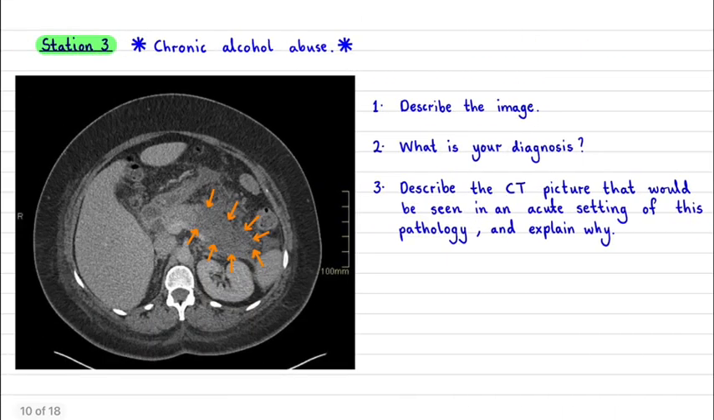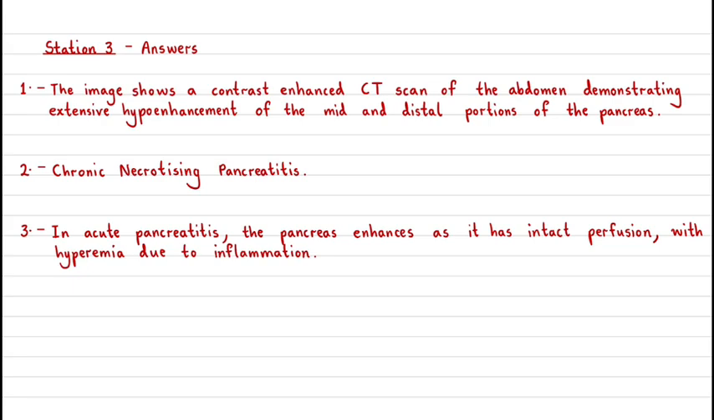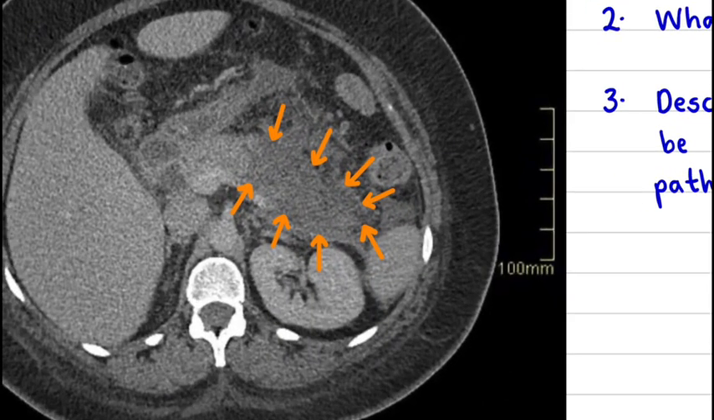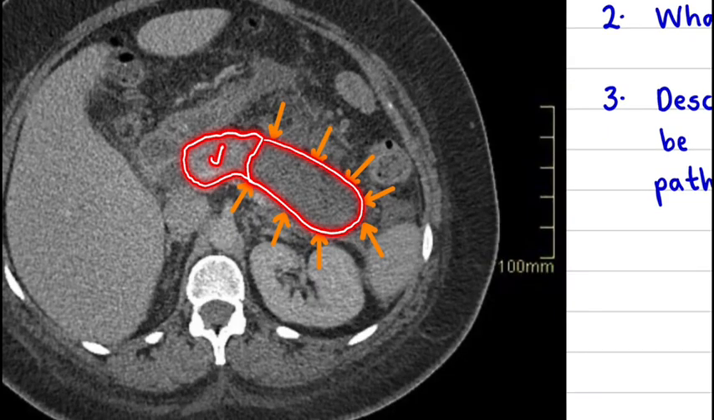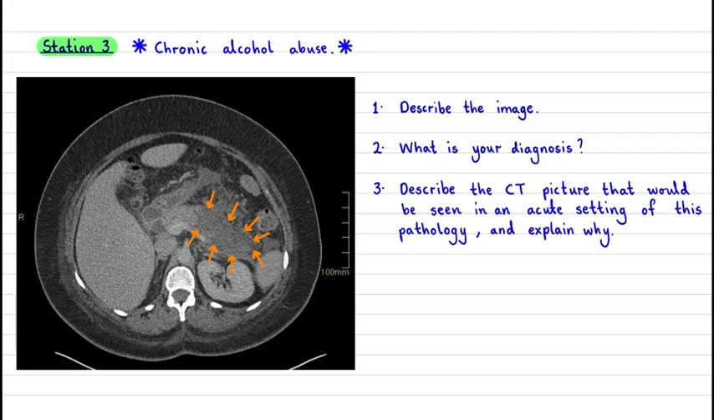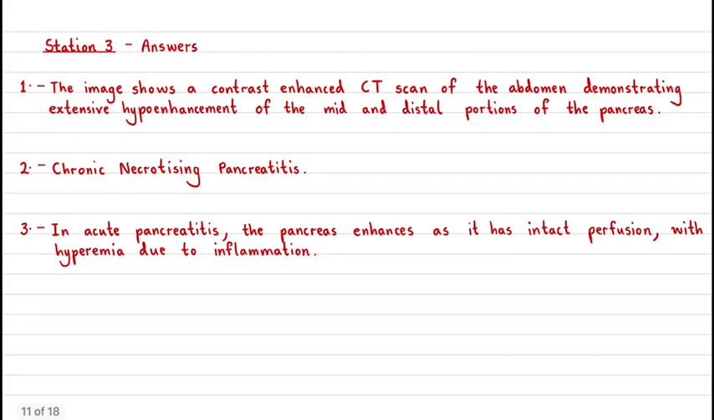For starters, we're suspecting pancreatitis because of this chronic alcohol abuse. And then it's demonstrating extensive hypoenhancement. Hypoenhancement basically means darkening, which is seen right here. This side is nicely enhanced, but then this side is exhibiting extensive hypoenhancement. It's much darker than the other side. So what does this mean?